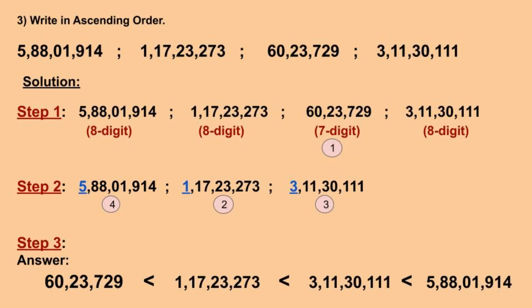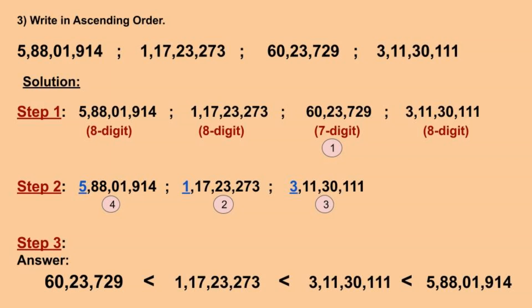Next sum, write in ascending order. The given numbers are 5 crore 88 lakh 1,914. Next, 1 crore 17 lakh 23,273. The third number 60 lakh 23,729. And the last number is 3 crore 11 lakh 30,111. Let's find out the solution. What is meant by ascending order? Arranging numbers from smallest to largest is ascending order.